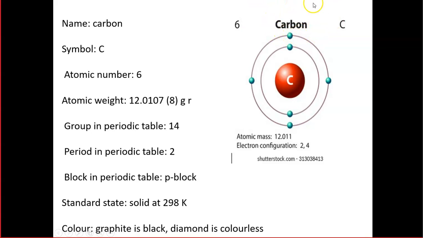So this will be shared with one, this will be shared with another, this will be shared with a third, and this will be shared with the fourth. Carbon symbol is C, atomic number is 6, and atomic weight is this. So I just wanted to show you this.